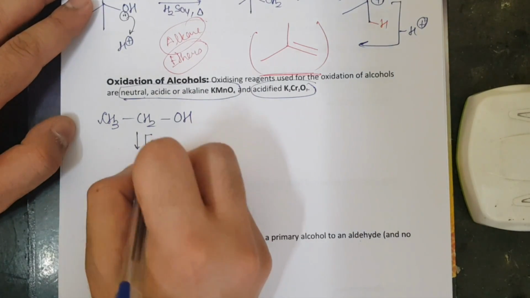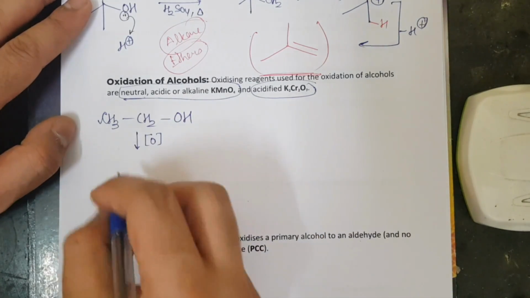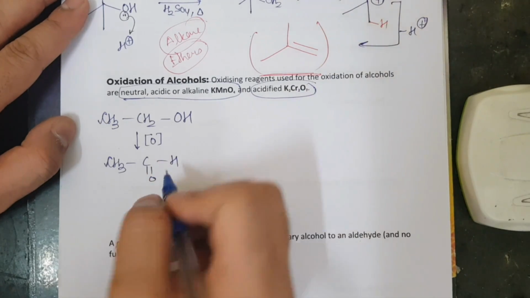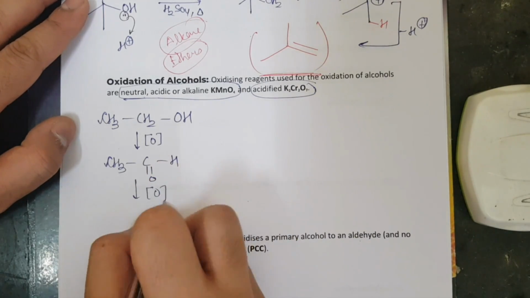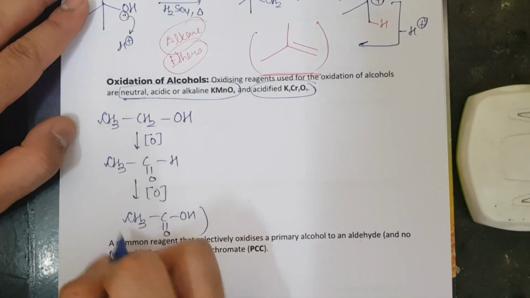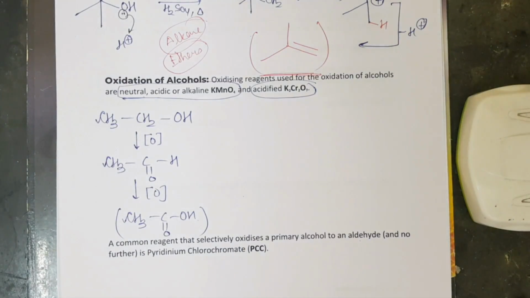If you oxidize this, that is, we introduce nascent oxygen, which is basically the oxidation process, we get the formation of an aldehyde here. If you introduce one more oxygen, we get the formation of the acid here. So we can oxidize an alcohol to the acid through this reaction.